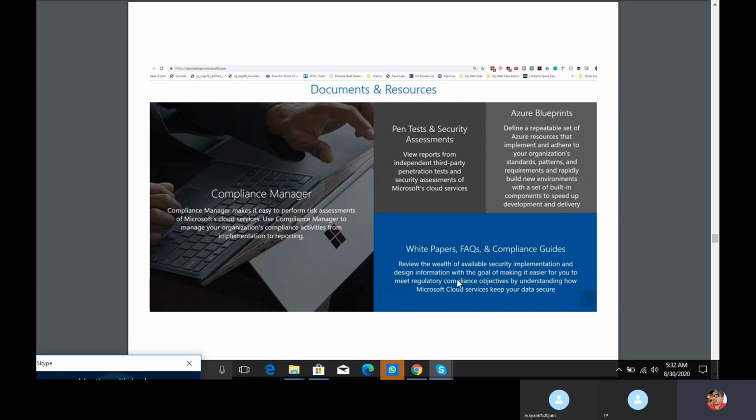See here, white papers. What do you mean by white paper, Tanya? Yeah, it's about some research material which they share. Right, you're right. So service trust means you can understand.